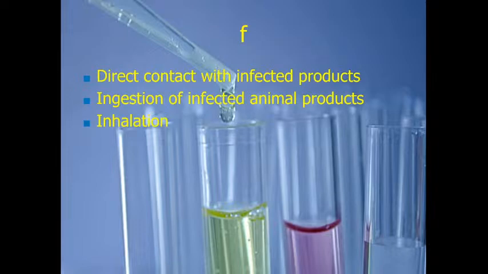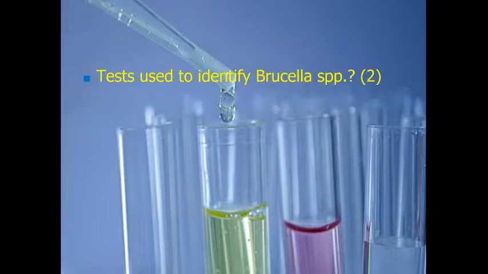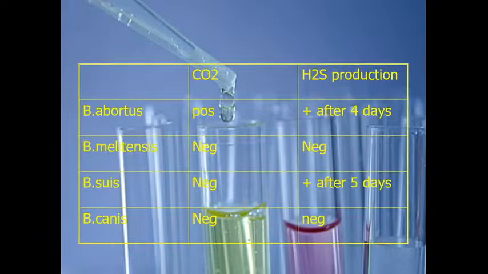Now, tests to identify Brucella. There are only two things that you need to remember: CO2 and H2S production. Everybody would test negative for CO2 except for Brucella abortus. H2S production is different for each species. For abortus, it will test positive after 4 days. For Brucella suis, it will test positive after 5 days. Melitensis and canis will test negative for both.